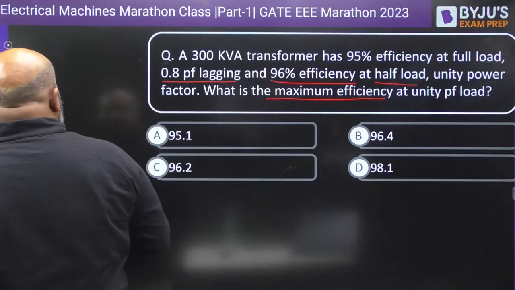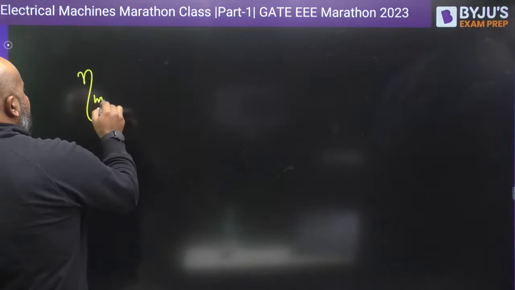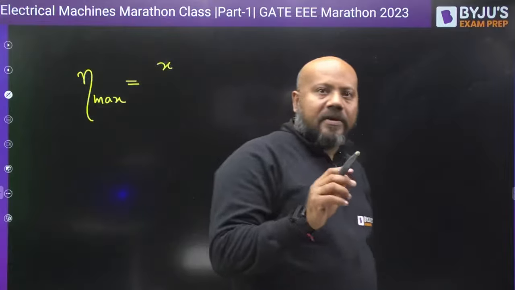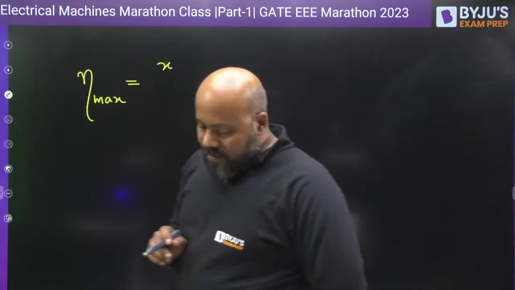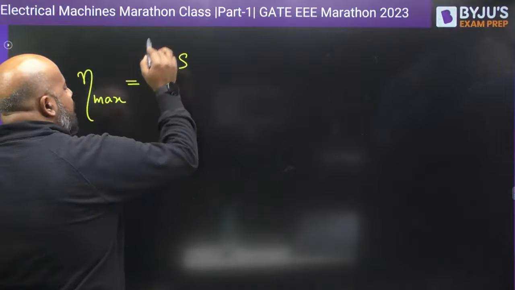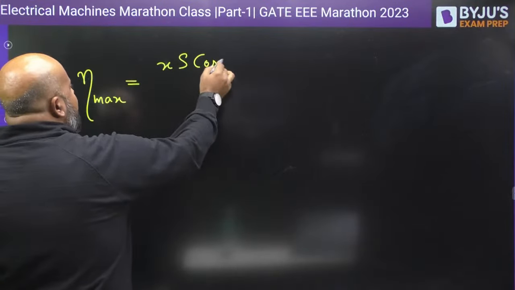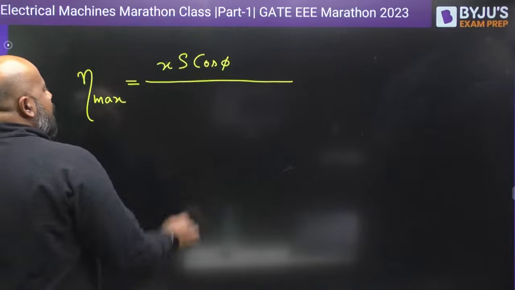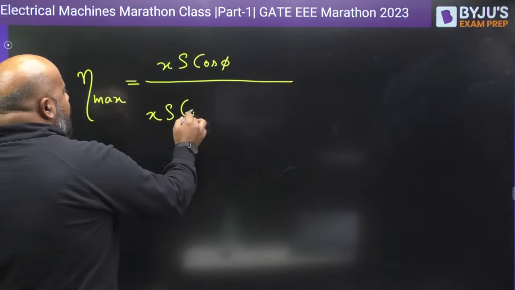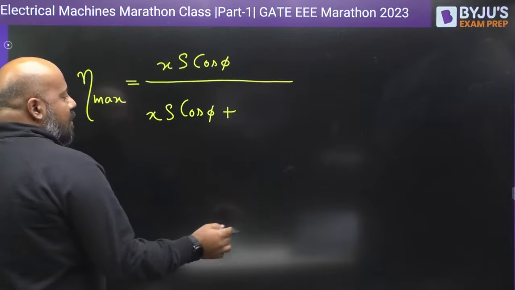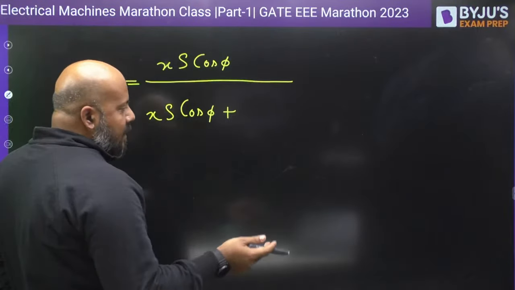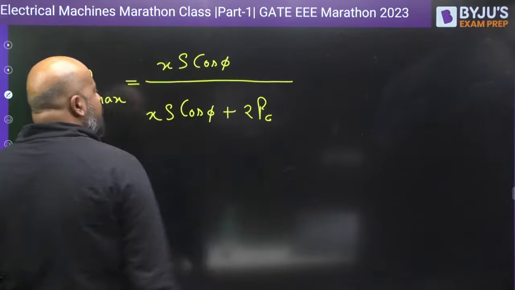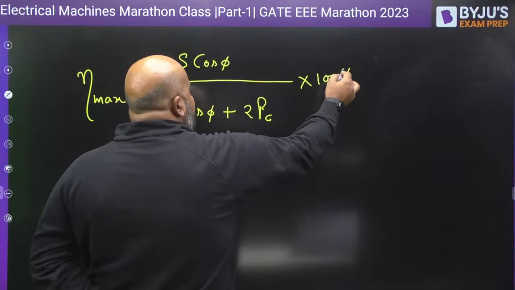So let us first understand, if you want to write the maximum efficiency, what do you want? You want loading X, yes? The loading for which you are getting the maximum efficiency multiplied by S, that is the rated output, cos phi. This is total power output, yes or no? Because efficiency you are relating with the real power. And denominator, it is XS cos phi, that is the output, plus losses. Now losses are going to be core losses and copper losses. In case of maximum efficiency, copper losses and core losses are equal. So it becomes 2 times the core losses. So this is how you are going to write the maximum efficiency.